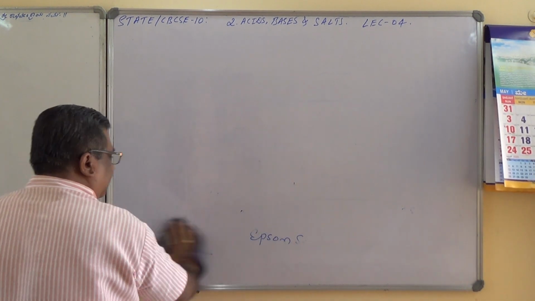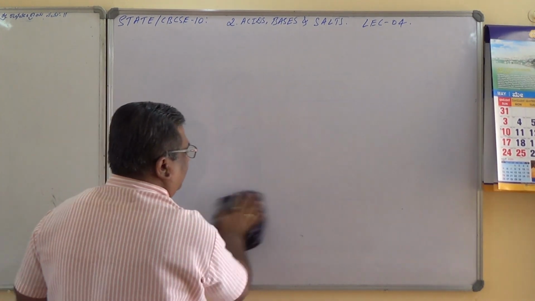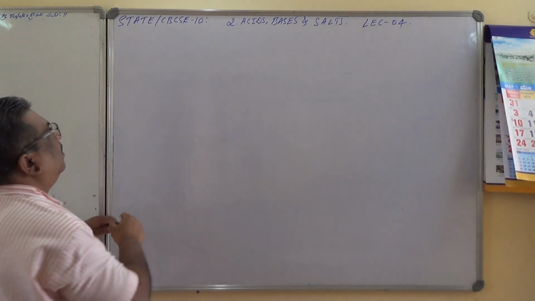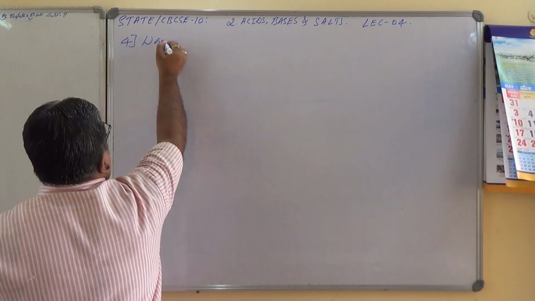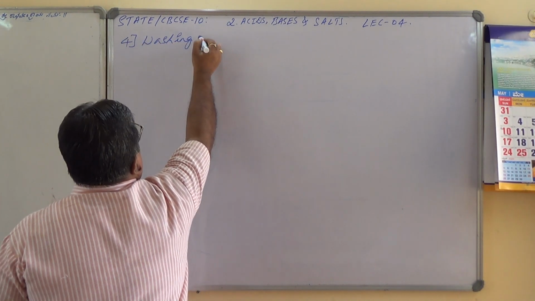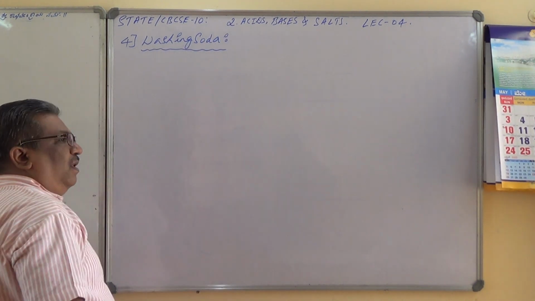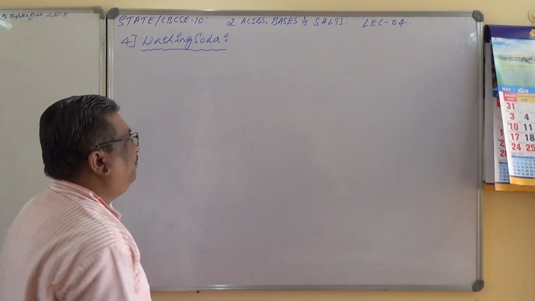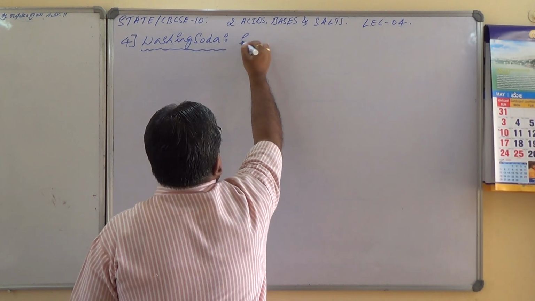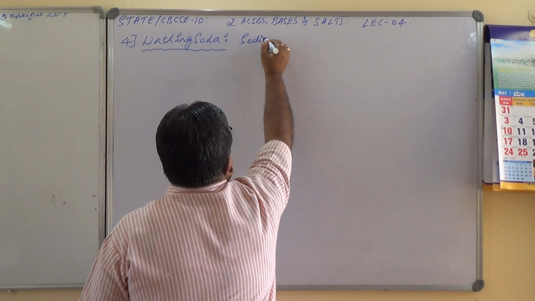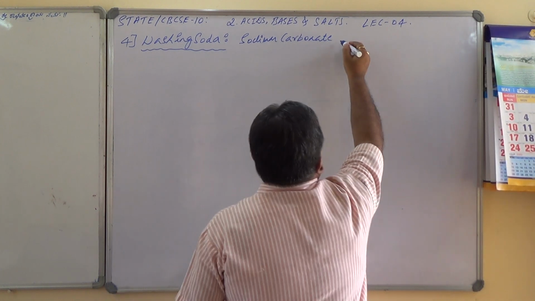So next is washing soda. This is the fourth salt, washing soda. Washing soda is the common name, or also called the commercial name. What is the chemical name for this one? Washing soda's chemical name is sodium carbonate decahydrate.